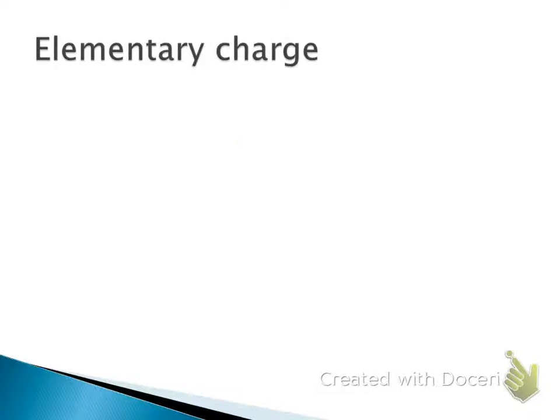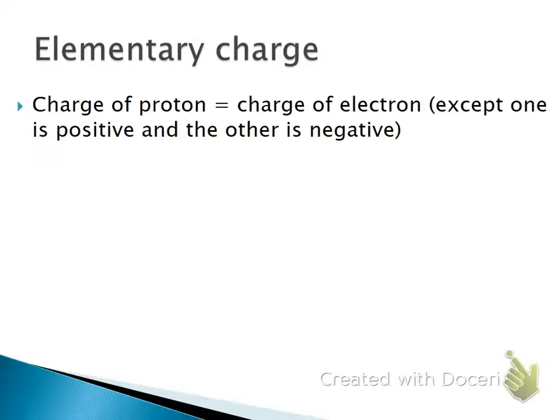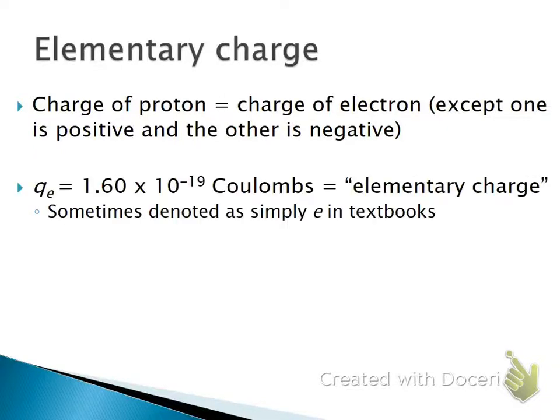So when we talk about protons and electrons, it's kind of helpful to start with this idea of what's called the elementary charge. The charge of a proton is the charge of an electron, except one's positive and one's negative. That value, which you don't have to memorize, I'll be sure to give it to you on a test, but it's probably good to have written down. The charge of a single electron is negative 1.6 times 10 to the negative 19 coulombs, which means the charge of a proton is positive 1.6 times 10 to the negative 19 coulombs.